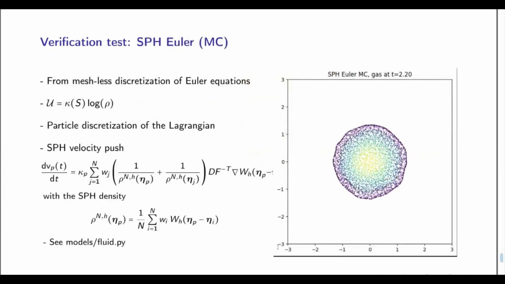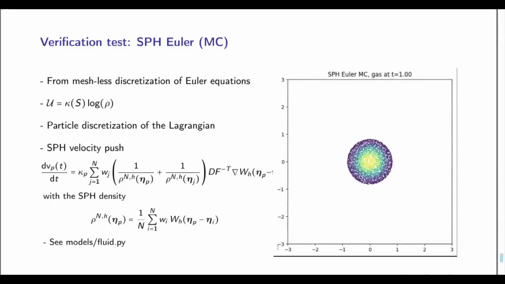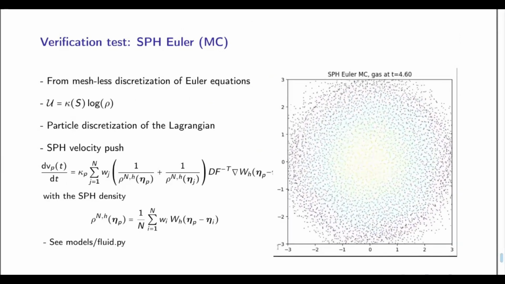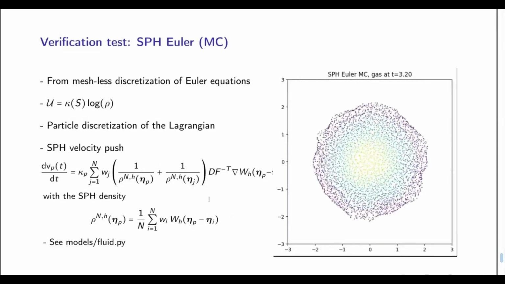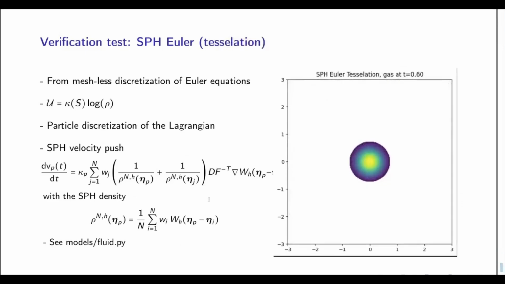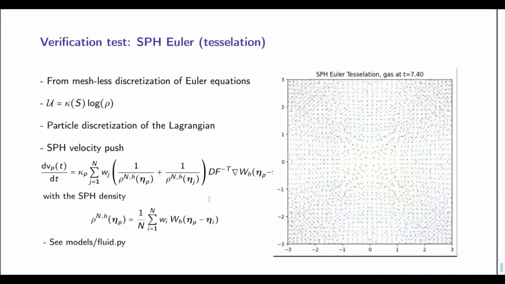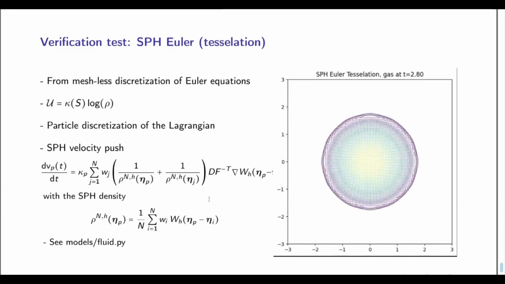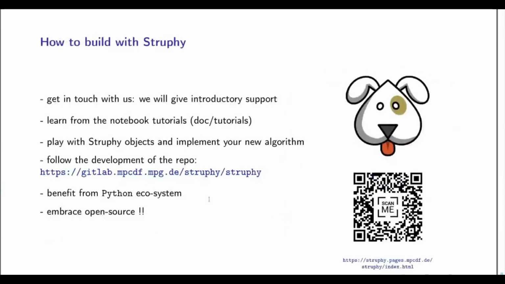You can also test Euler equations, a gas expansion example from our meshless methods. So this is done with the typical SPH velocity update. So there is no mesh needed. This is drawn from Monte Carlo. We can also draw the markers on a regular grid from a tessellation, and then you see you have much less noise. So these are simple examples to get into Struphy and to learn how to use some objects.